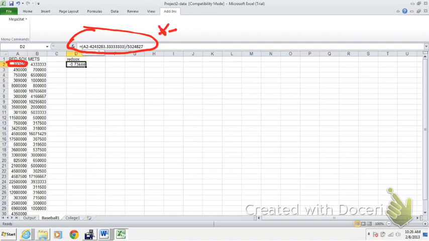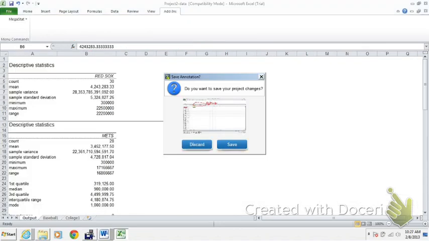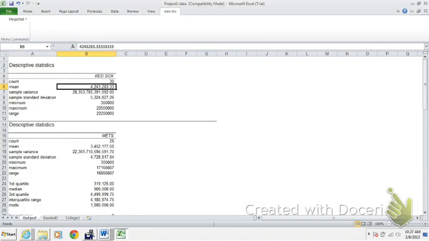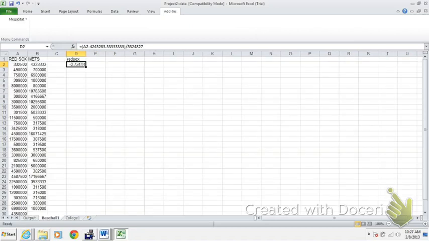X minus the mean divided by the standard deviation, that's how you get a z-score. So I retrieved the mean and the standard deviation from, and I'll just show you, I went back to the output sheet here and retrieved the mean from here and retrieved the standard deviation from here and literally just typed in the command.